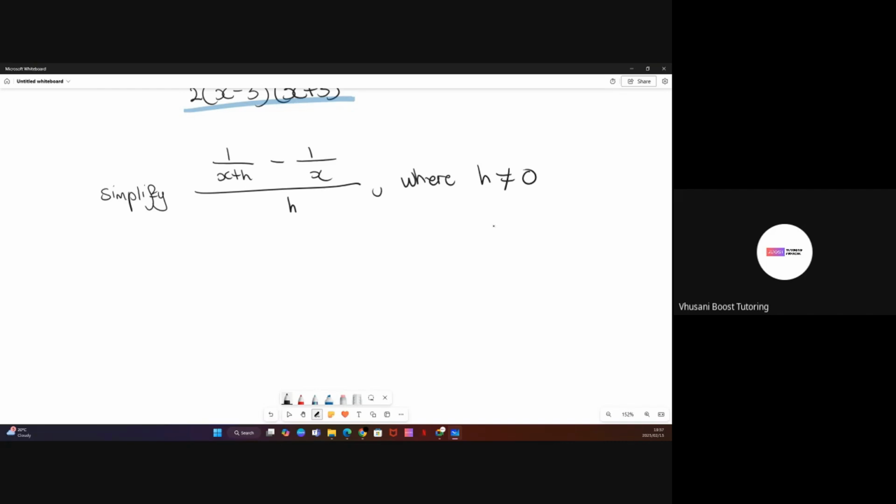So we have 1 over x plus h minus 1 over x, divided by h. In this case, I'll say 1 over x plus h minus 1 over x, and then this is divided by our h. I hope you guys agree with this. So what I can do is change this to a multiplication. Once I change this to a multiplication, what happens? This was h over 1, so this now will become 1 over h. I'm sure you guys are fine with that part so far.